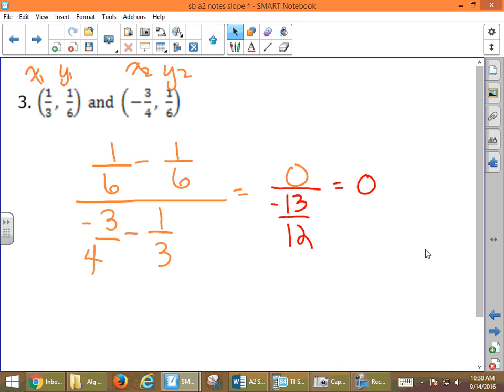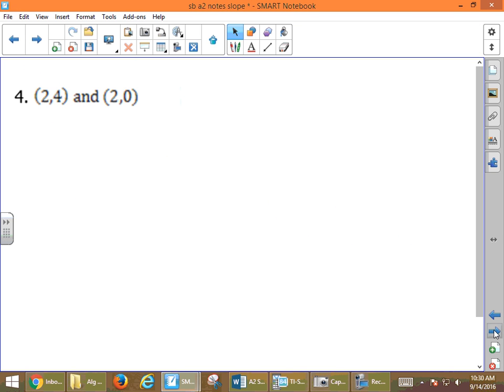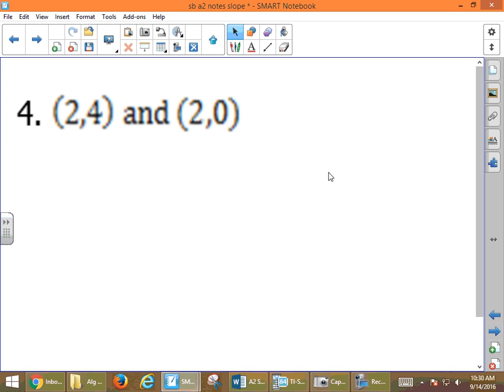Problem number 4. Oh, by the way, what kind of line has slope of 0? It's a horizontal line. Now, you don't have to know that, but I'm going to just reinforce that topic. Problem number 4. Let's label the point, and then, once we've got it labeled, we'll fill it into our slope formula there on our paper.